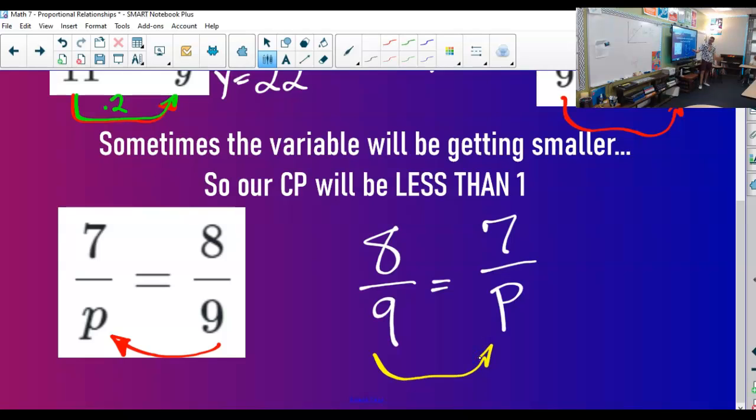Right? Because we're trying to get to P. 8 to 7, though, is that getting bigger or smaller? Smaller. So what do we multiply by to get smaller? Something less than 1. If we want to get smaller, we need to go less than 1. This multiplication is going to be less than 1. See if you and your partner can figure it out. I'm going to give you 1 minute to try to figure this out.